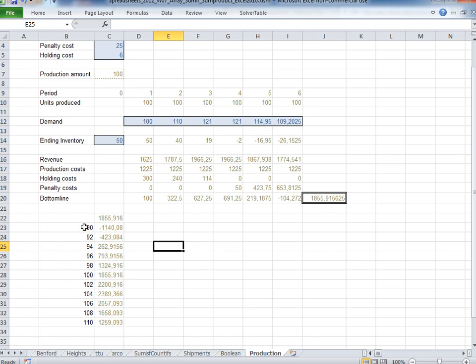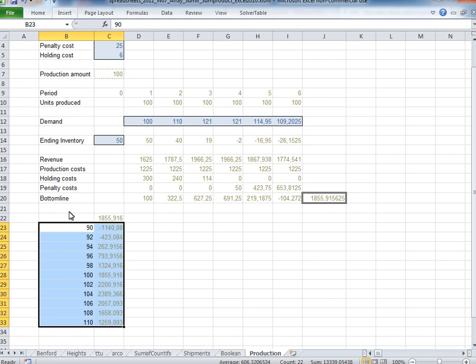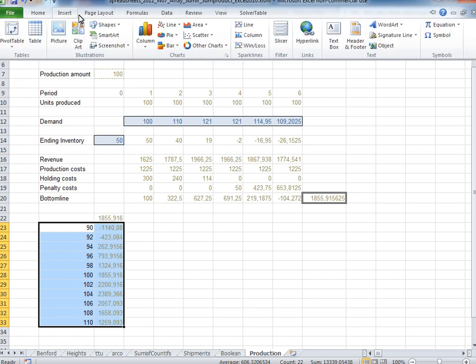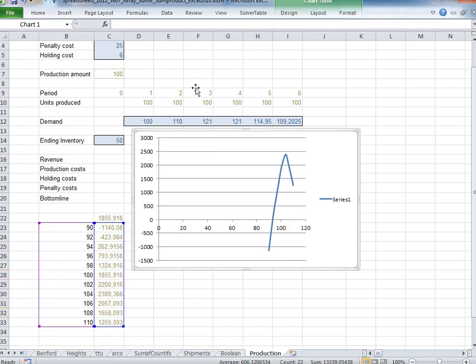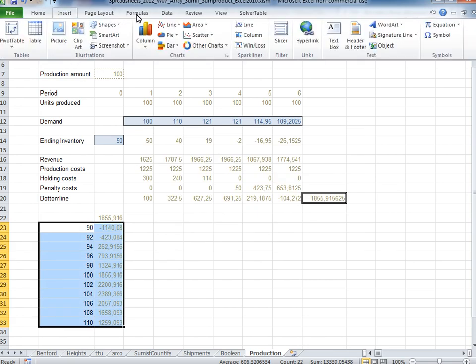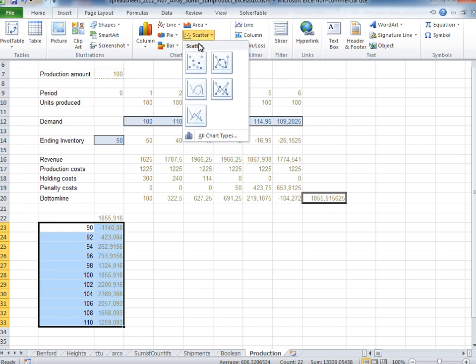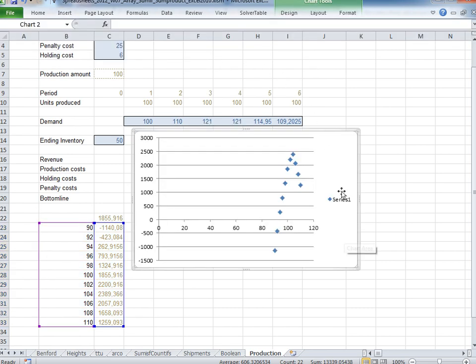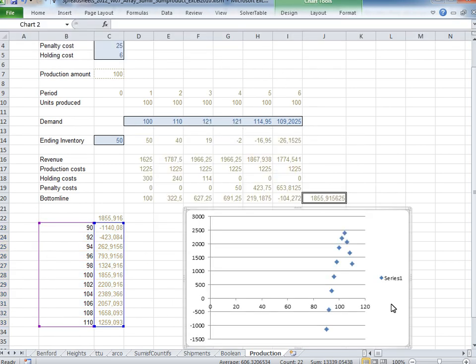And let's draw it as a scatter graph, because we have on the left side also the x-axis, the production amounts. Okay, so let's use scatter graph. Let's use a dotted version, because this smooth version will perhaps hide what's really going on in here. And here it is.